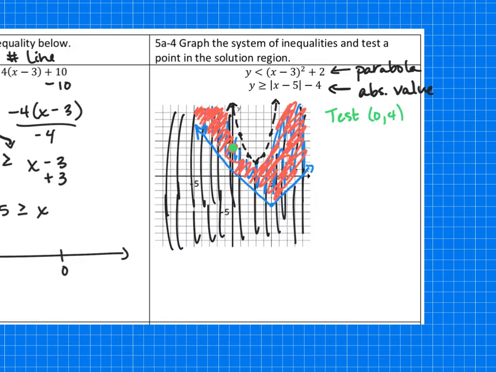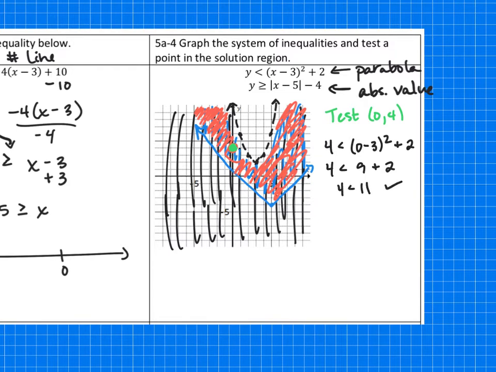So that means I'm going to put 0 in for x and 4 in for y and make sure it makes that whole thing true. In the parabola, 4 is less than 0 minus 3 squared plus 2. 0 minus 3 is negative 3. Negative 3 squared is a positive 9, plus 2. So 4 is certainly less than 11.